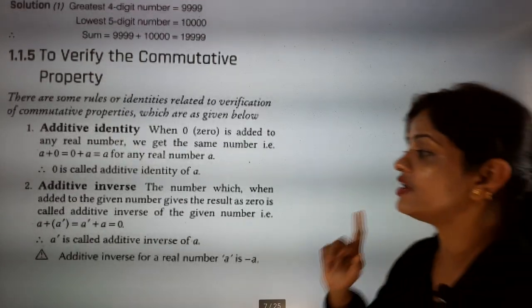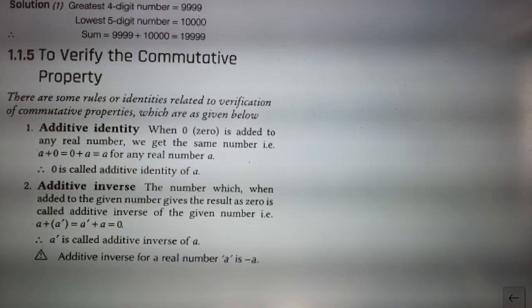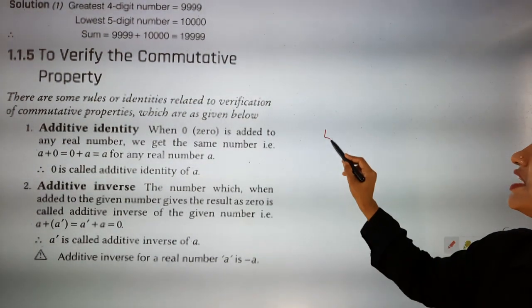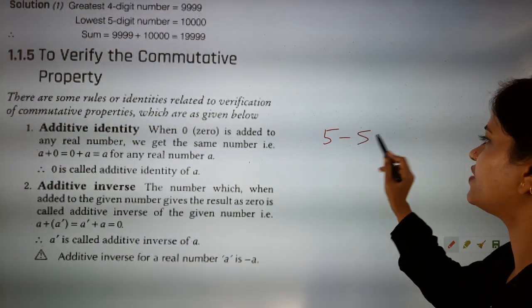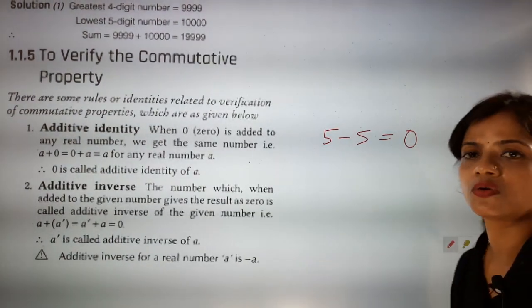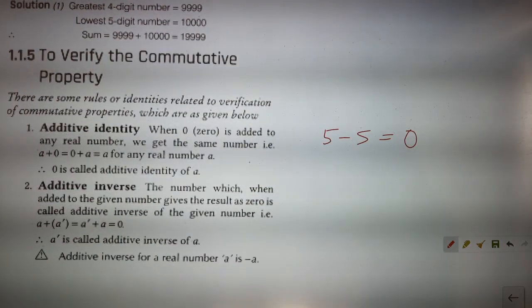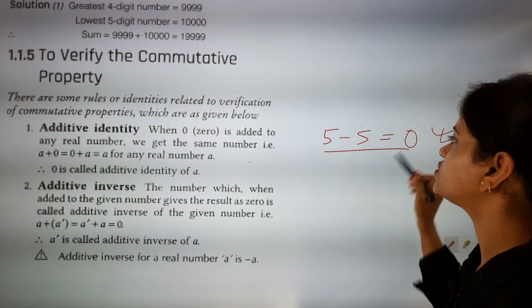So now additive inverse. What does additive inverse mean? If somebody asks you what is the additive inverse of 5, you will say additive inverse of 5 is minus 5. So the answer will always come 0. The answer must always be 0 in additive inverse. It means the inverse of a number. So what is the additive inverse of 5?